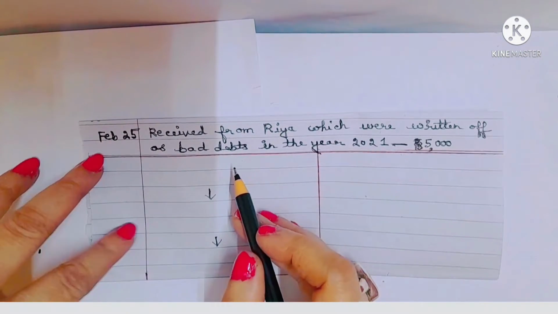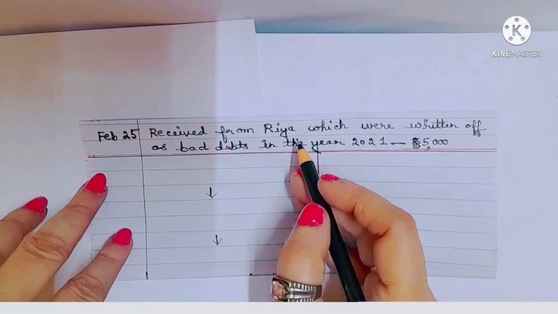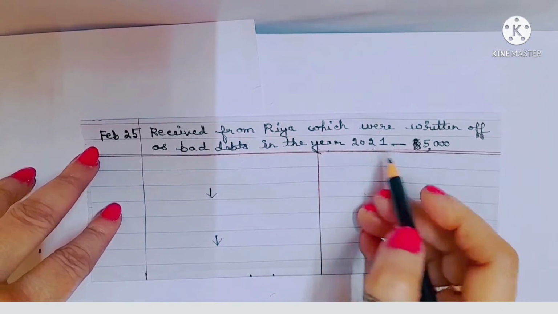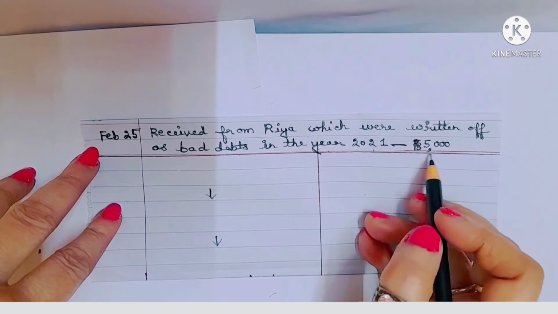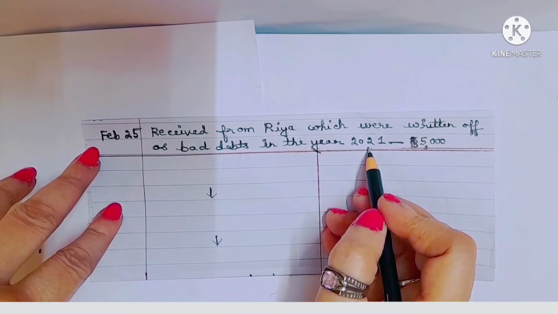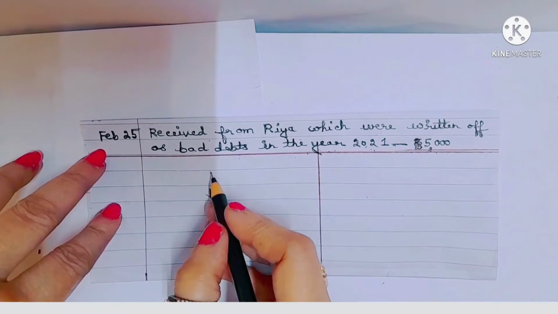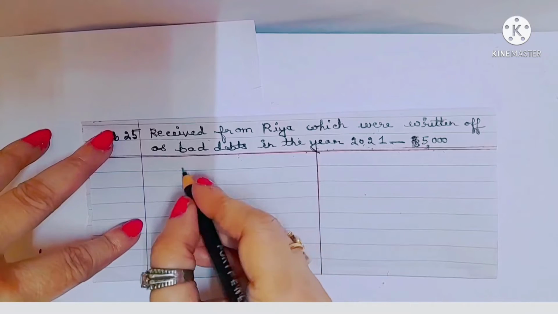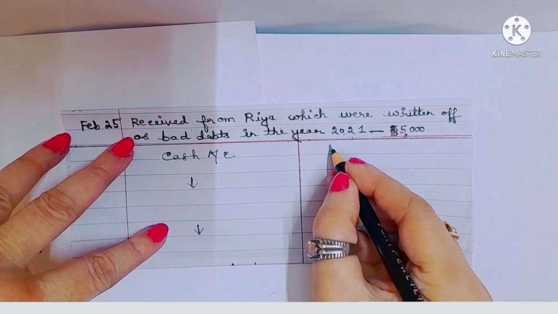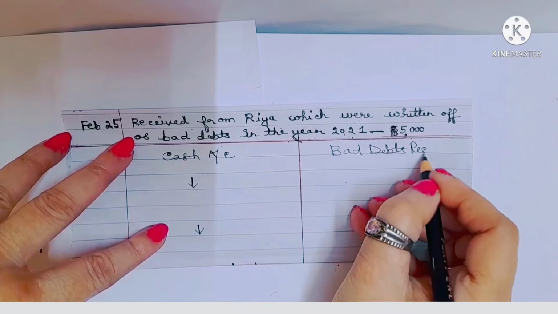Let's start the second journal entry. The second transaction is on 25th February, received from Ria rupees 5,000, which were written off as bad debts in the year 2021. We have received from Ria in the year 2022 an amount of 5,000. So what are the two accounts? One will be cash account. Another will be bad debts recovered account.